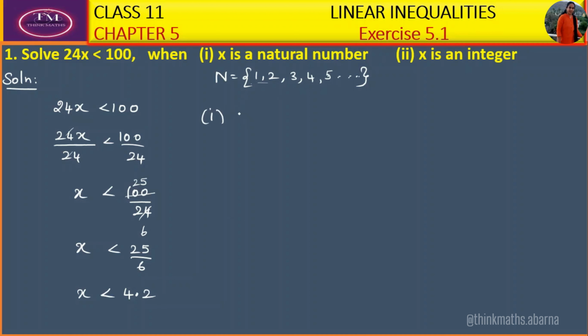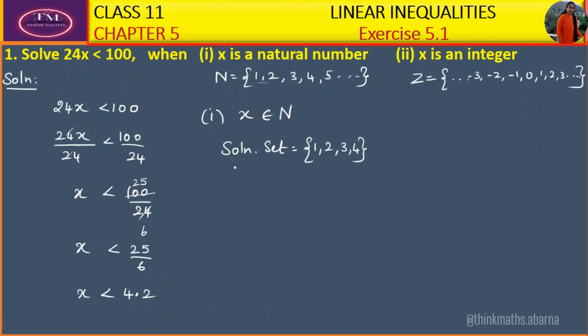So for the first part, when x belongs to the natural number system, the solution set is the set of all 1, 2, 3, 4. Okay. So this is the solution set. Next, for the second part, x is an integer. Integer means all the negative values, minus 3, minus 2, minus 1, 0, 1, 2, 3. So they are all integers. So when x is an integer, what does the solution set take?